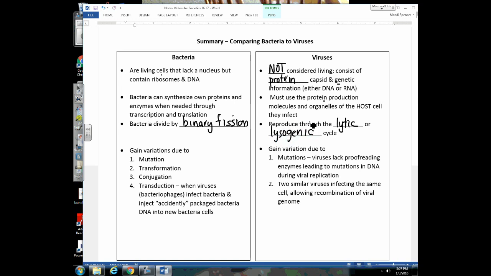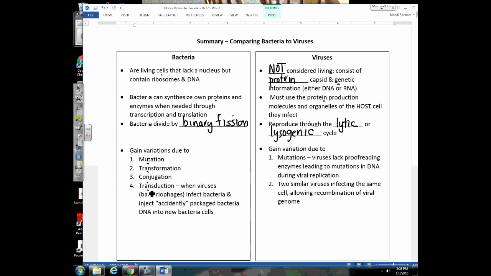We said that bacteria can gain variation, and I'm adding one in here that I hadn't talked about, but we've talked about it in previous lectures. Bacteria cells can gain mutations. They can gain new genes through transformation, which is taking up of extracellular DNA into a cell. Conjugation, which is transferring through a sex pilus. Transduction is through virus infection of bacteria cells.